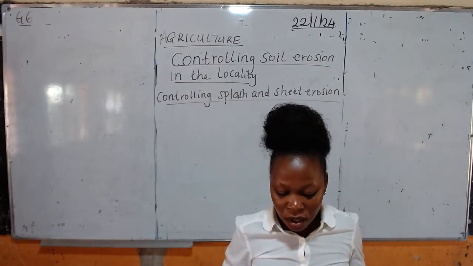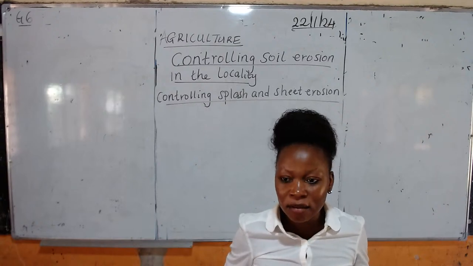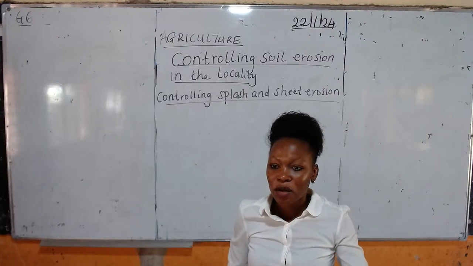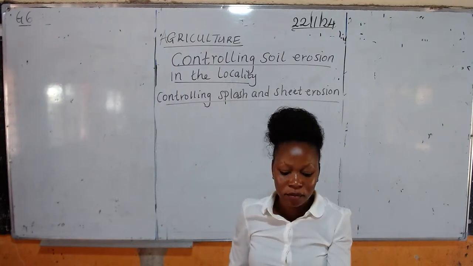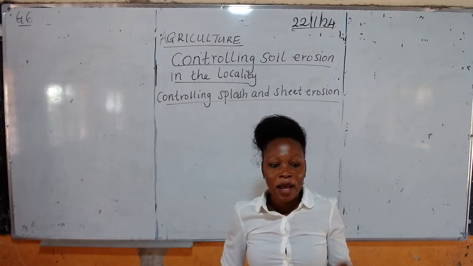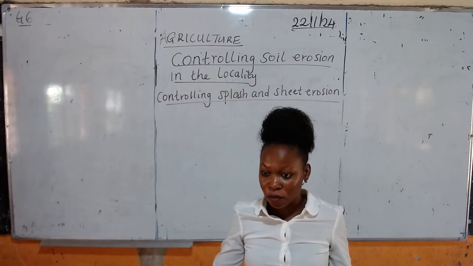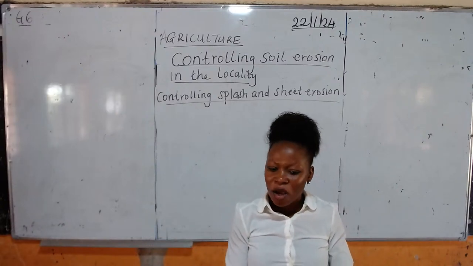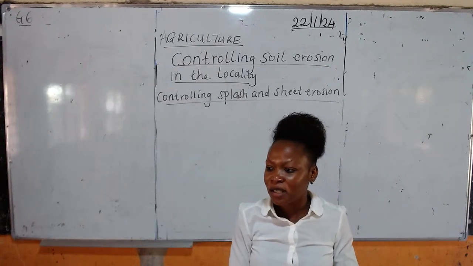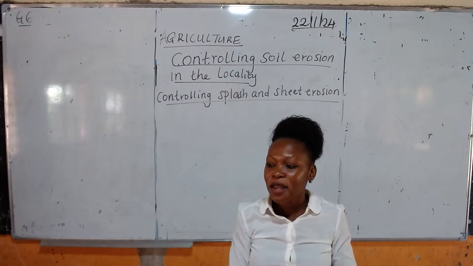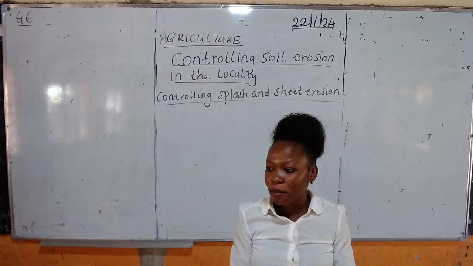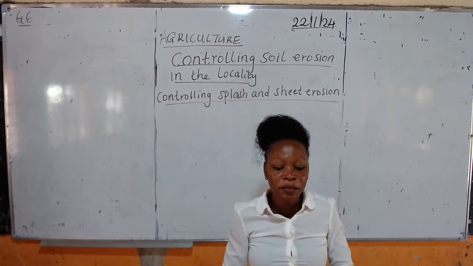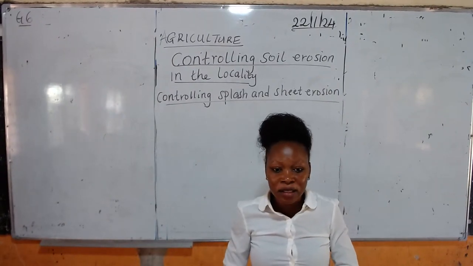Now, let's get somebody who will tell us. Let's get City. City, can you please tell us what causes splash erosion? What causes splash, please? Yes? We say that splash is caused by raindrops. And because you know it is caused by raindrops, what do you think we can do so as to prevent it? Yes, Neema. Mulching. Mulching is one of the practices that we can do so as to prevent splash.